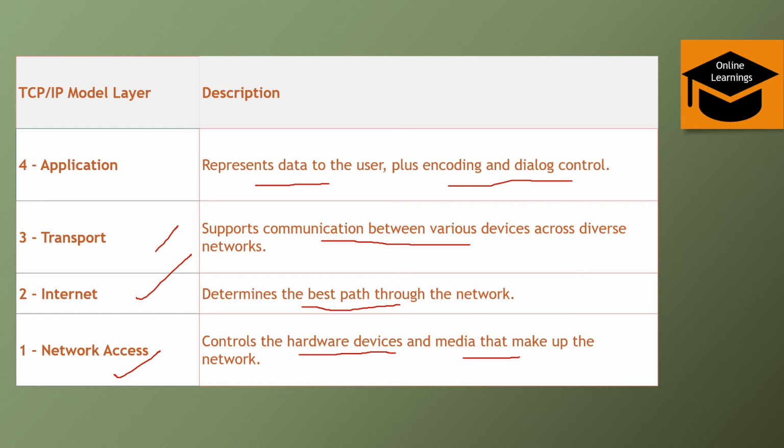So pretty easy. We have the application layer, which represents the data across the devices. Then there is the transport layer, which makes sure that communication takes place between devices across different networks. Then the internet layer tries to figure out the best path to reach the destination. And then the network access layer controls the hardware, devices, and the media which constitute the network.